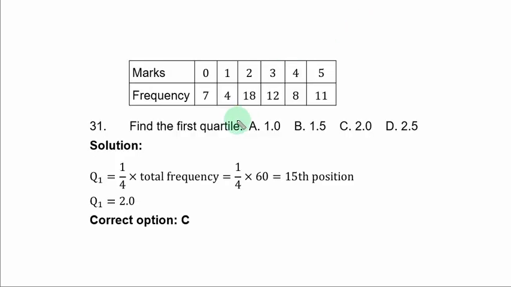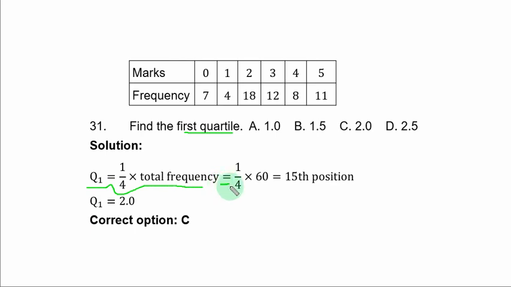Question 31. With the same table, find the first quartile. Quartile divides any distribution into 4 equal parts. So the first quartile is denoted by Q sub 1, and that is 1 over 4 times total frequency. From question 30, sum of frequency was 60.